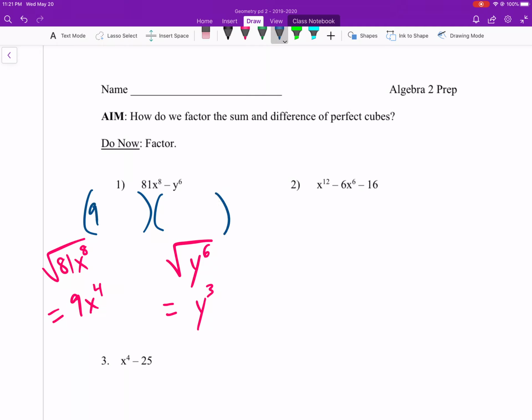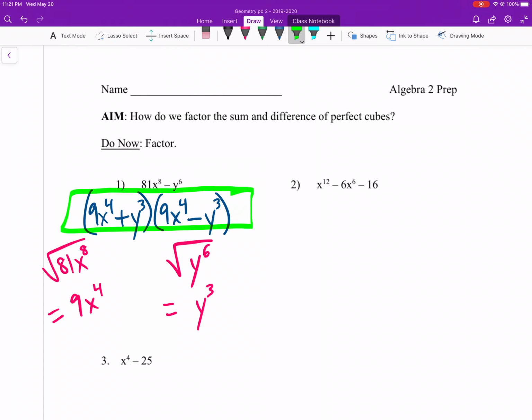Just remember how we write that. We'll have 9x to the 4th and we'll have y to the 3rd, separated, one of them by addition and the other one by subtraction. Perfect squares, two of them separated by subtraction.